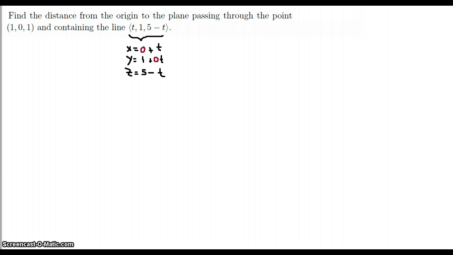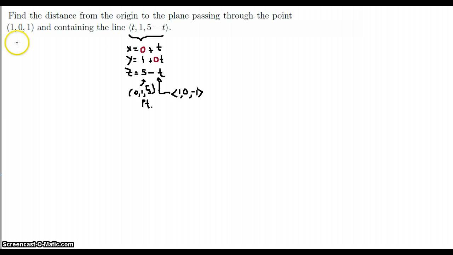So we have a point (0, 1, 5) and a direction vector (1, 0, negative 1). Alright, so that's how we're more used to seeing equations of lines. I need the plane passing through the point and the line.